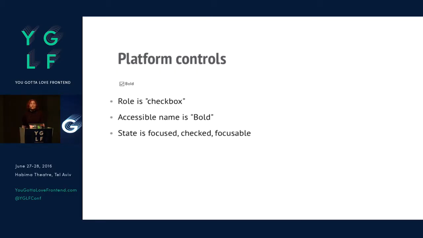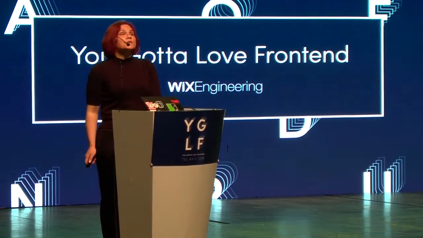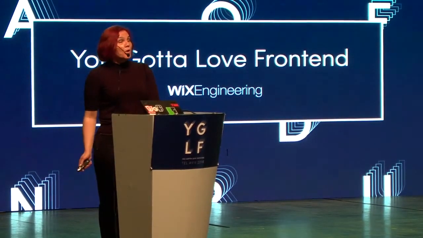So if we look at a control in an operating system like Windows 10, this checkbox, if we look at it with the accessibility APIs for the platform, it tells us that it has a role of checkbox. That's its purpose, that's what it does. It has a label of bold because that's what this checkbox does. It toggles bold text on or off. And it's something that can be focused on. It is focused on at the moment, and it's also checked. So it tells us something about the state. And that information is picked up by assistive technologies and conveyed to the user.